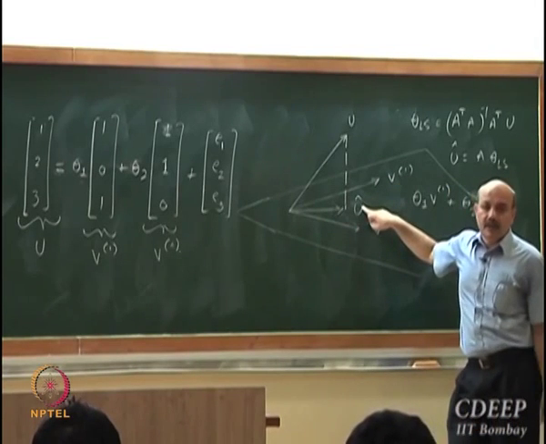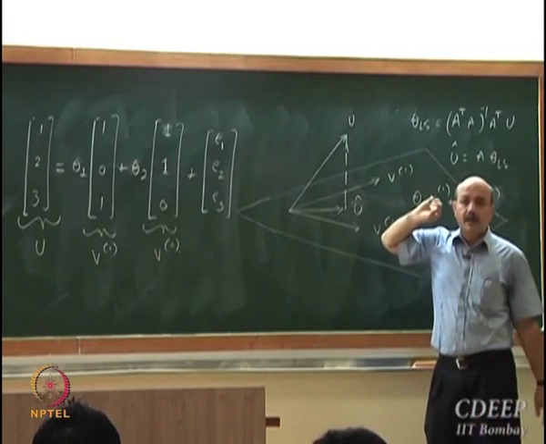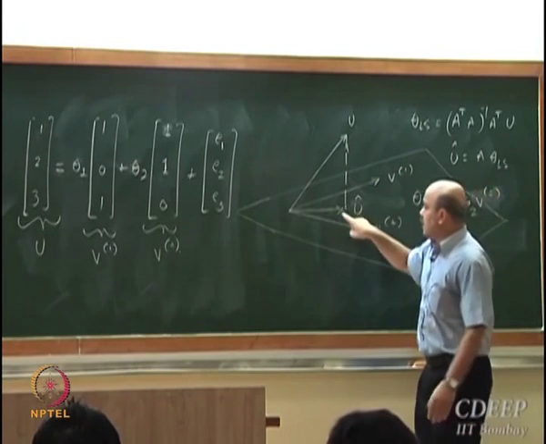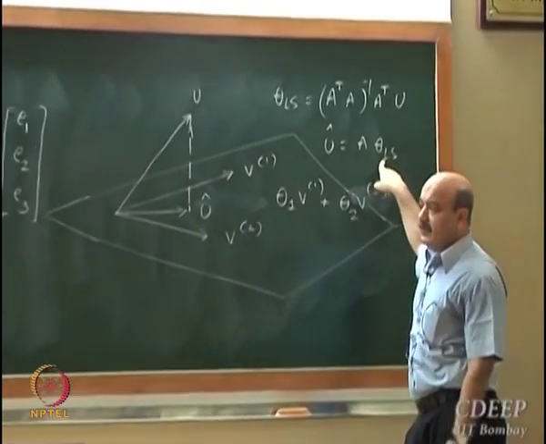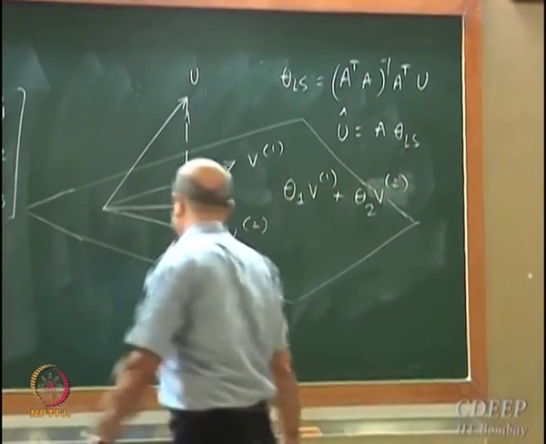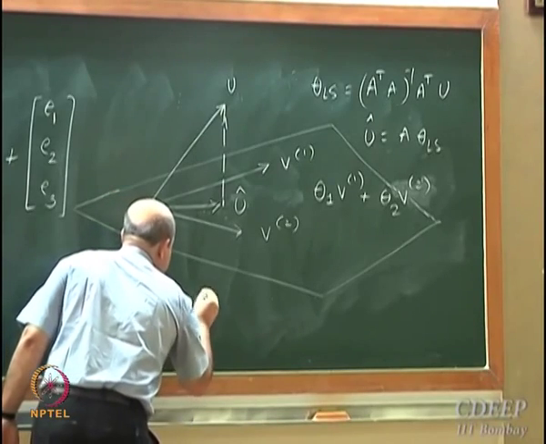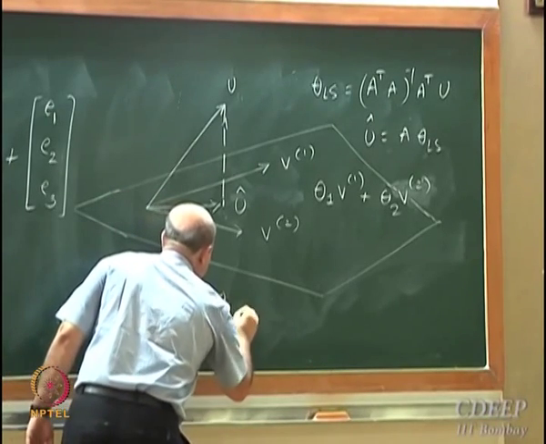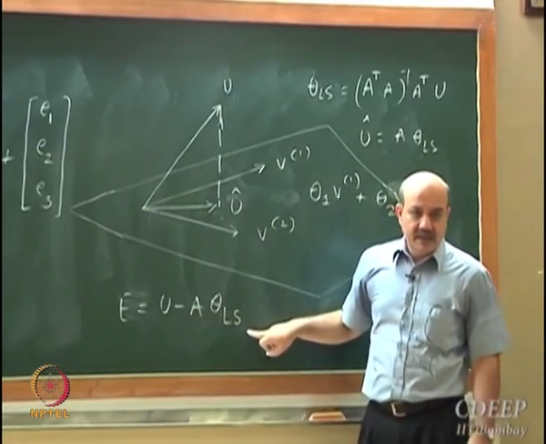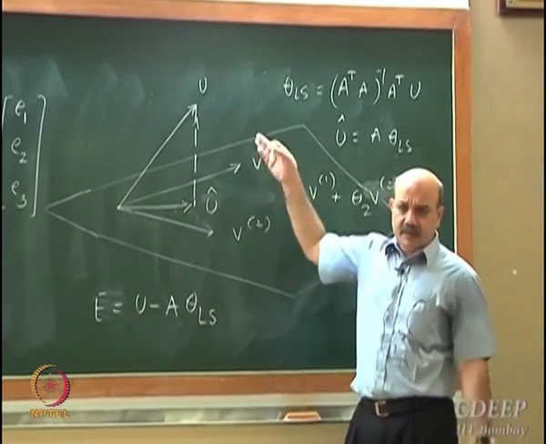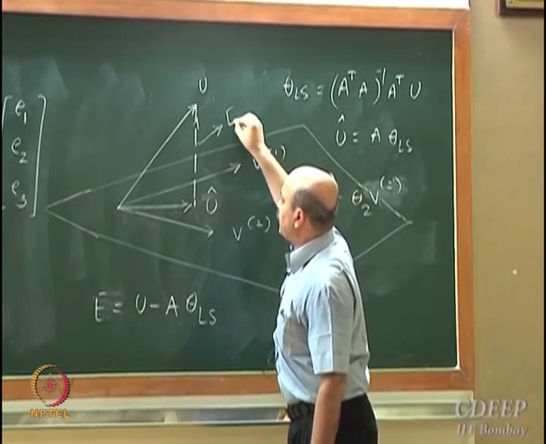Okay, u cap is my approximation. What is this vector? Error vector. If this u cap is A times theta ls, then my equation is error equal to u minus A times theta ls. If I just complete the law of vector addition, this is nothing but the error vector.